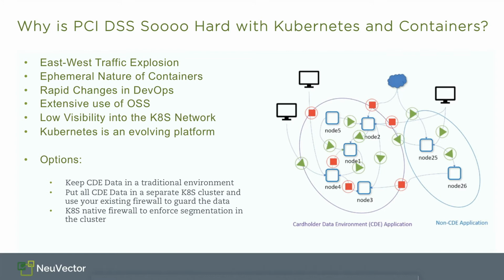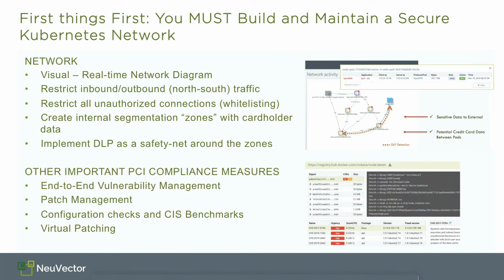But let's start with the first things first. You must build and maintain a secure Kubernetes network, and so with that, you need to provide a real-time network diagram that is not based off IP tables, but is a real-time depiction of what's going on in your network, both from an east-west perspective as well as a north-south.